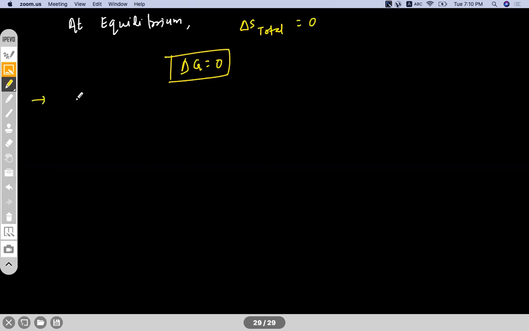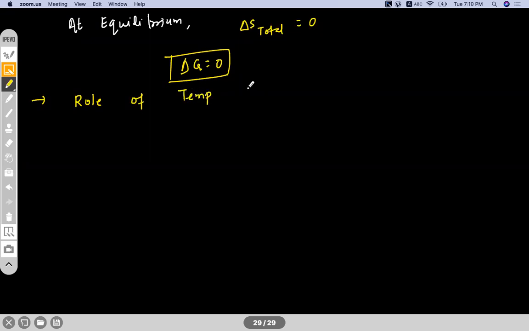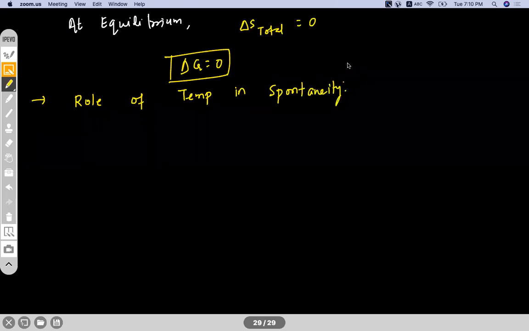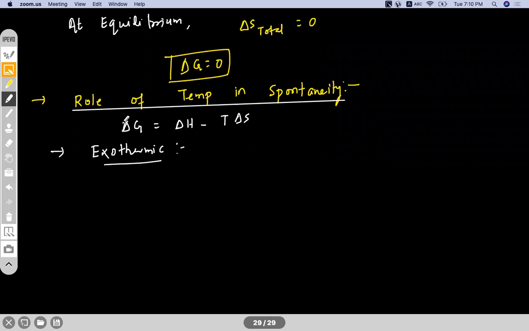Now the next thing you see, the role of temperature in spontaneity. We know the relation delta G is equal to delta H minus T delta S. We just need to check whether delta G is negative, positive or zero. Accordingly, we can say it is spontaneous or non-spontaneous. Two processes are possible: either exothermic or endothermic.